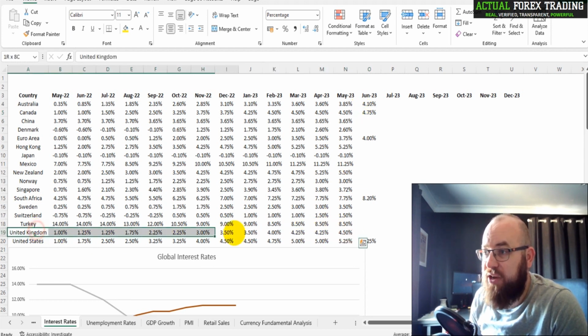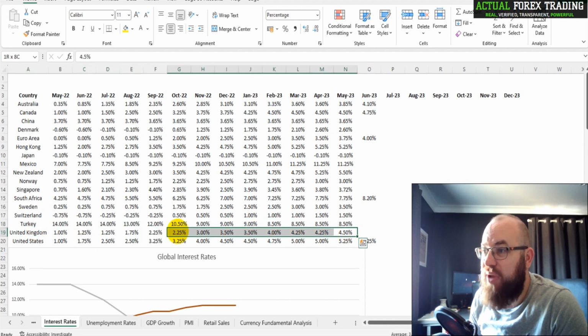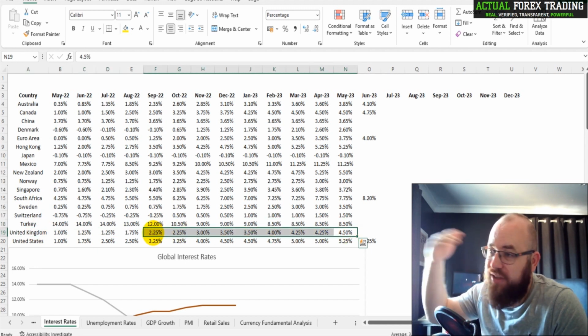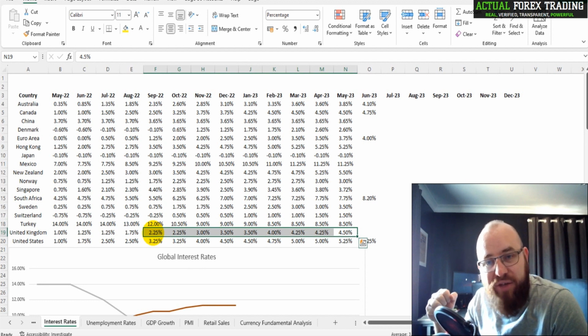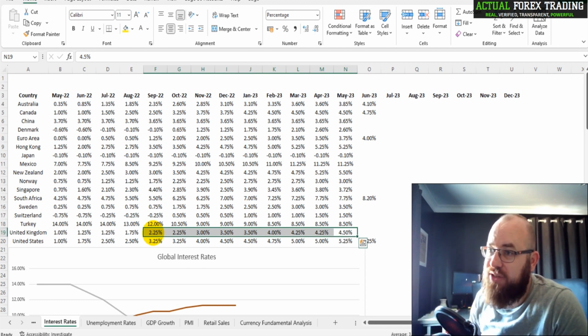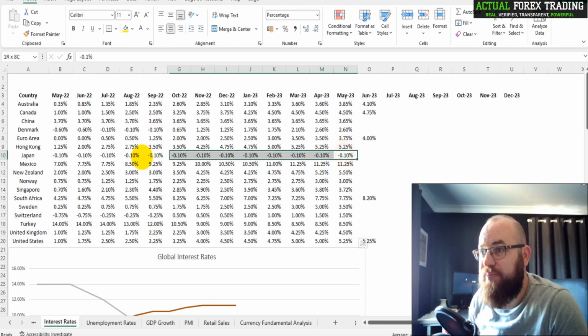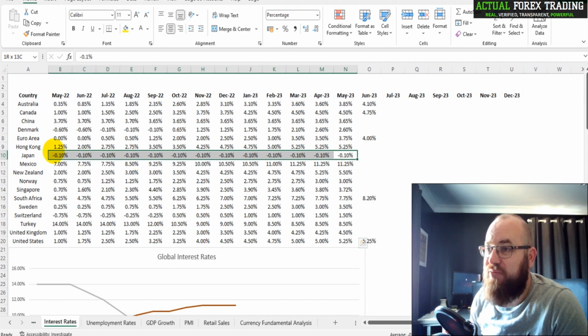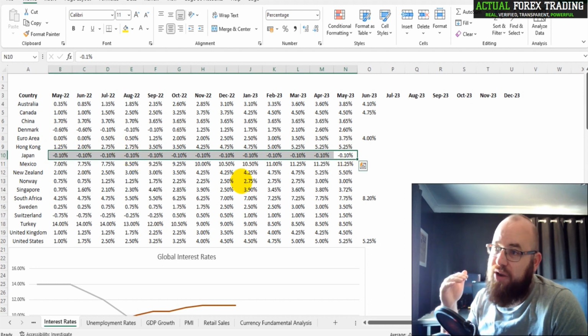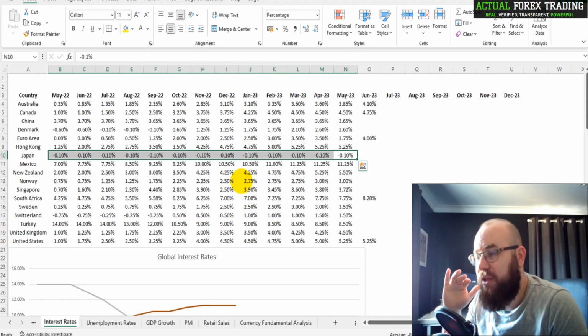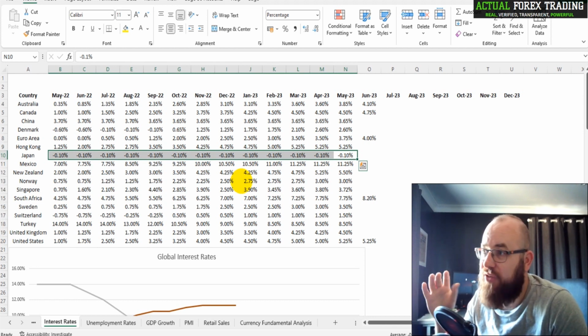If we look at the United Kingdom here, the Bank of England, every month pretty much rates keep coming up. The Bank of England is hiking rates. If we look at, say, the Bank of Japan, they've stayed the same right to the beginning of this spreadsheet, minus 0.1%. They have stayed negative, haven't changed at all in all that time. So that rate is paused.